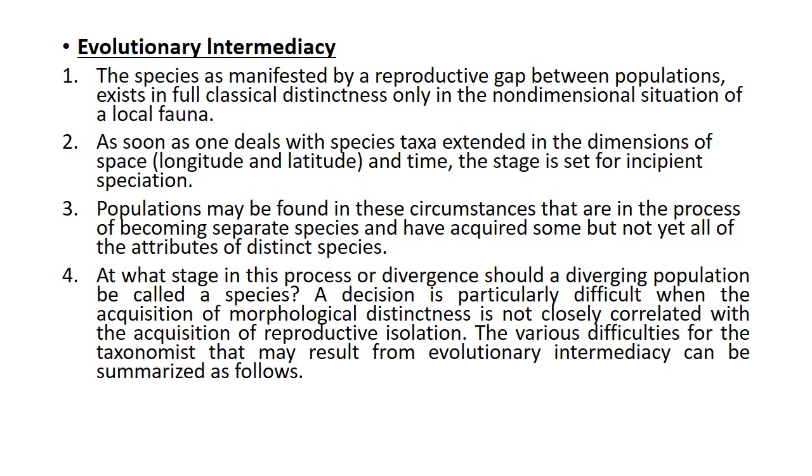So the question is: at what point is a diverging population called a species? It becomes difficult to decide when the morphological distinctness is not supported by reproductive isolation. The difficulties a taxonomist faces due to evolutionary intermediacy will be discussed in the upcoming slides.